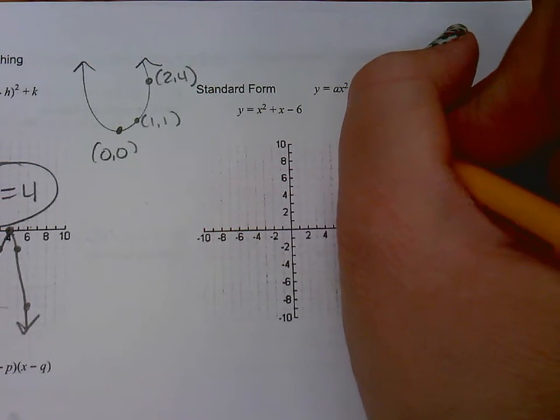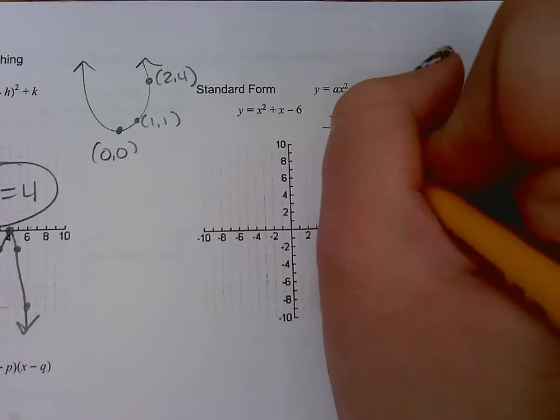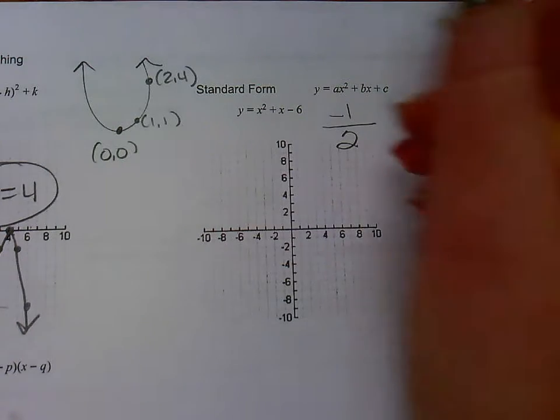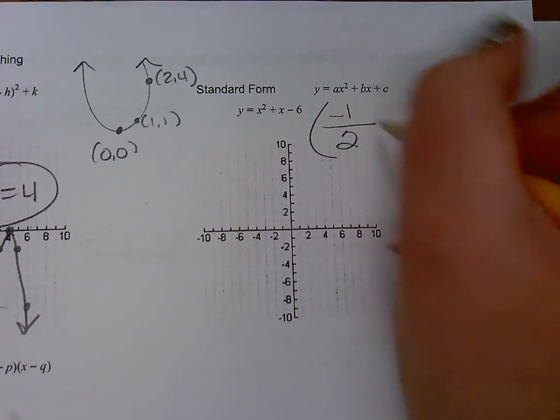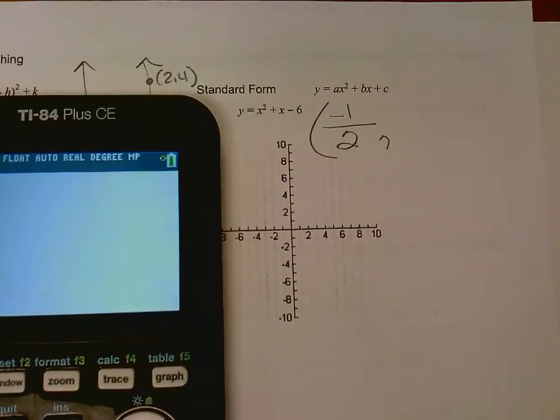Okay, maybe it'll work still. Negative b over 2a. Oh, I shouldn't have given you this example. So we might have to use our graphing calculator for this one, because when I plug in -1/2, what do I get?